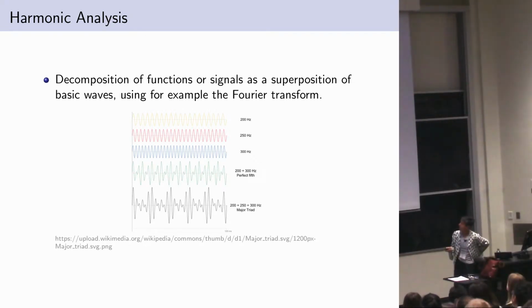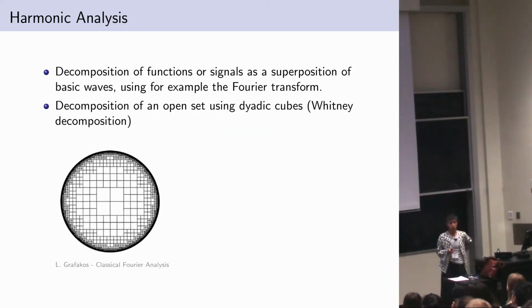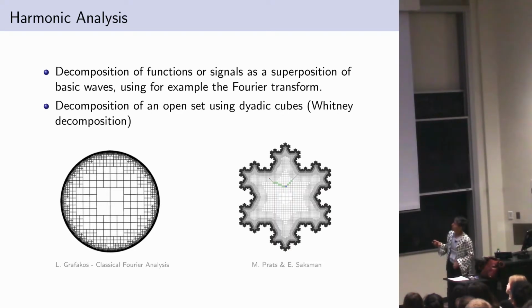Let me give you another example of this decomposition. I give you a shape like this, and I want to decompose it. It's called a Whitney decomposition. What is a Whitney decomposition? Let me show you 2 Whitney decompositions. This one, there's a little bit of color. I want to fill this shape by squares. And I want the squares to have the following property. The size of the square is proportional to the distance of the square to the boundary.